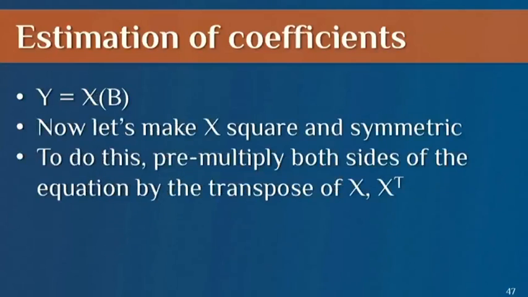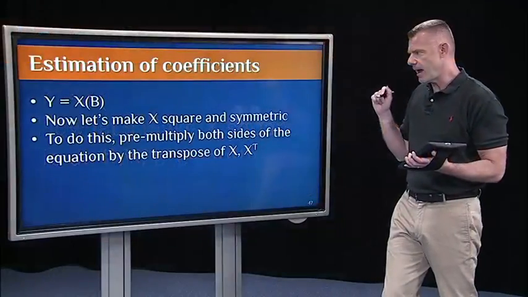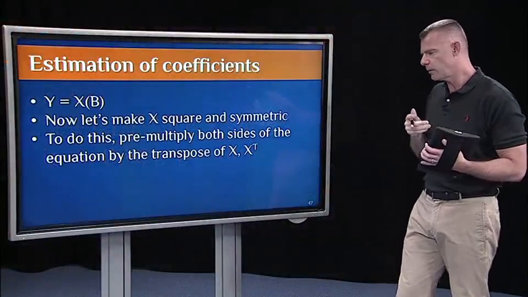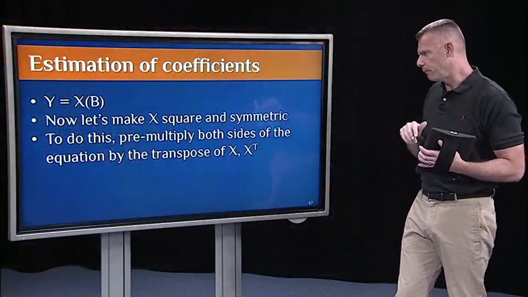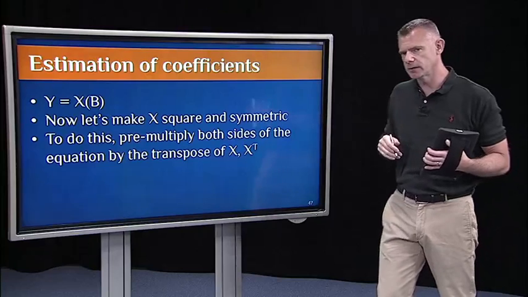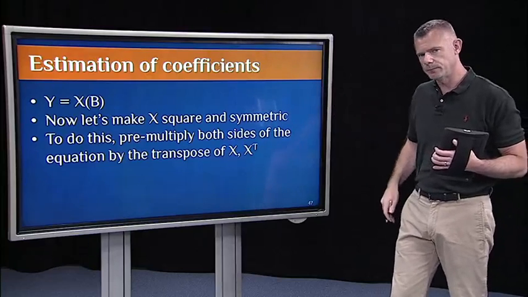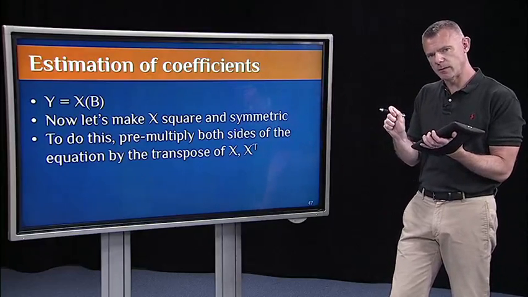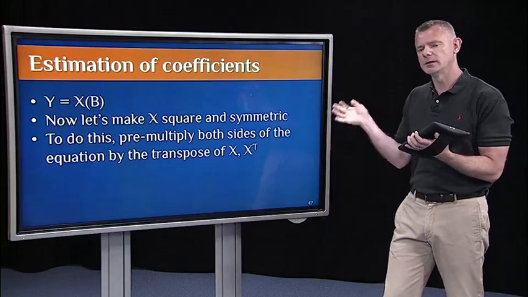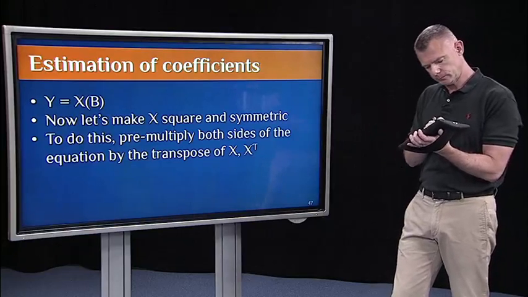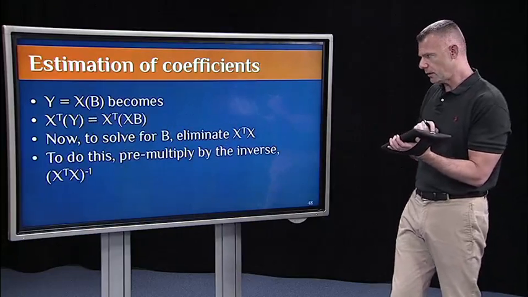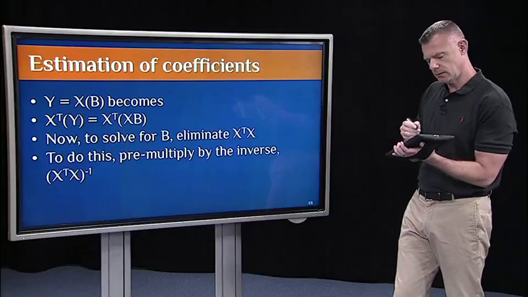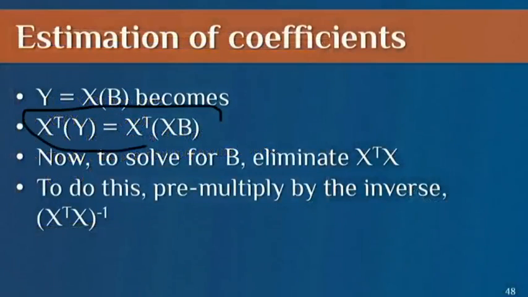So how am I going to do that? Well, let's make x square and symmetric. To do that, I'm going to pre-multiply both sides of the equation by the transpose of x, x superscript t. If I pre-multiply x by its transpose, that's going to make it square and symmetric. And remember, anything I do to one side of the equation, I have to do to the other side. So now, if I multiply each side of the equation by the transpose of x, I get this formula here.